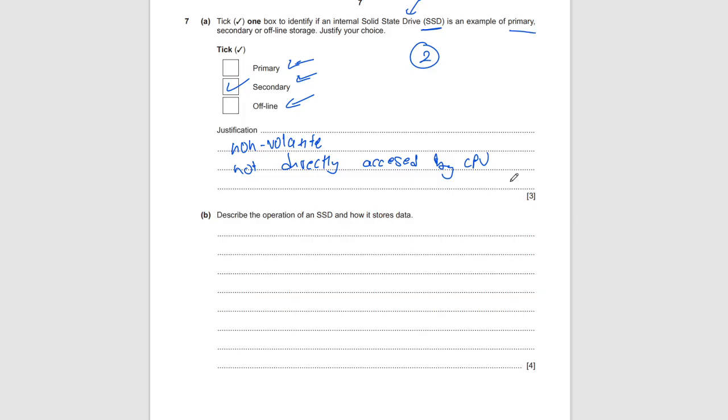Now it says describe the operation of an SSD and how it stores data. Okay, quite simple. First of all, it's called flash memory. Okay, flash memory, that will give you a mark. The next thing is you say, because it's flash memory, data is flashed. Okay, data is flashed onto the chips, or wherever it's stored, and it uses NAND, okay, technology.